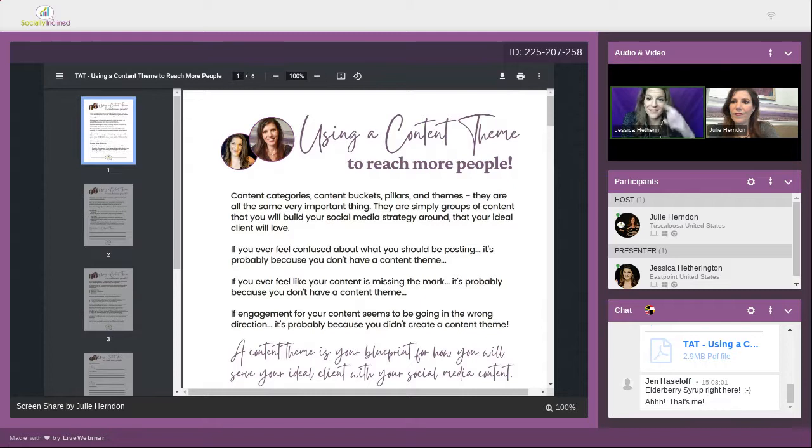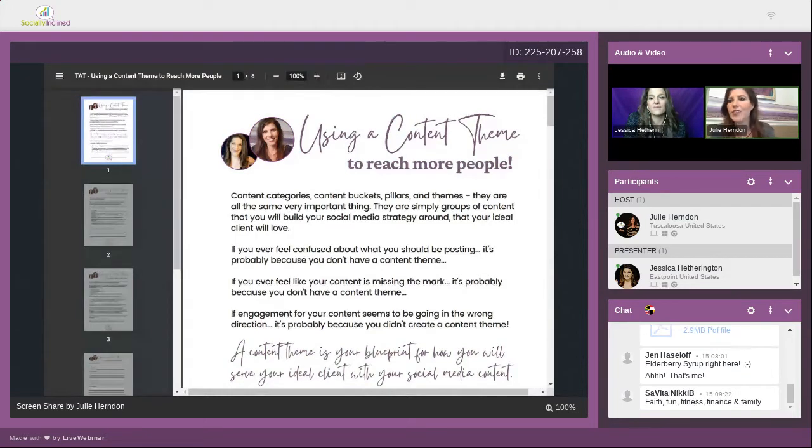Right. And these are just high level categories of things that your target market would be interested in. So you're trying to reach your target market. You may have heard these called content categories, content buckets, content pillars, themes. They're all the same. You're just coming up with some categories that you can have as a go-to to pull content or ideas from.